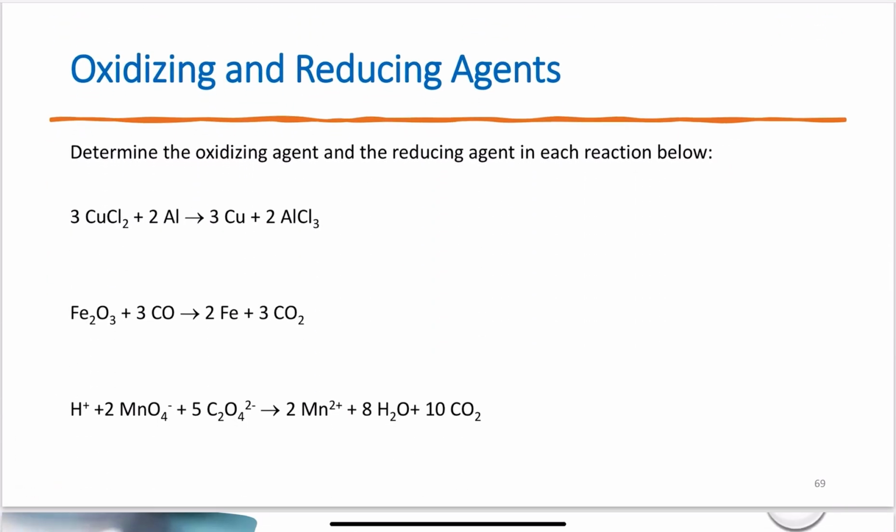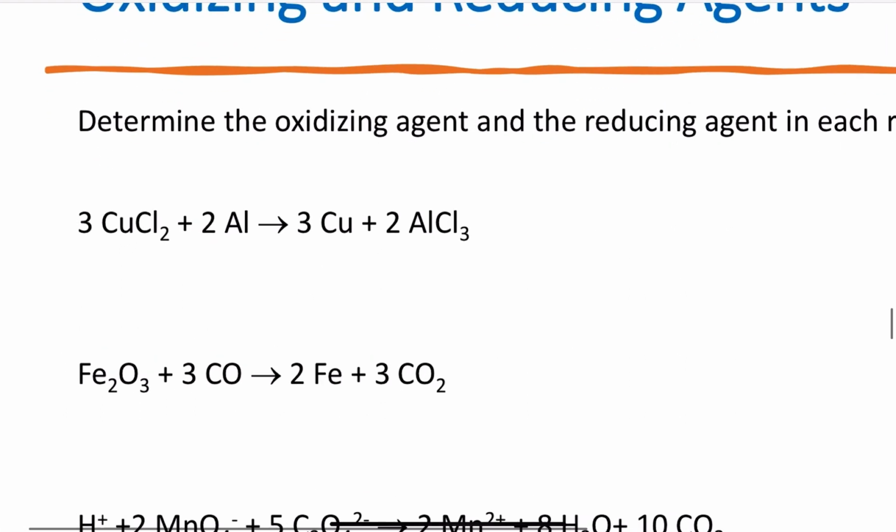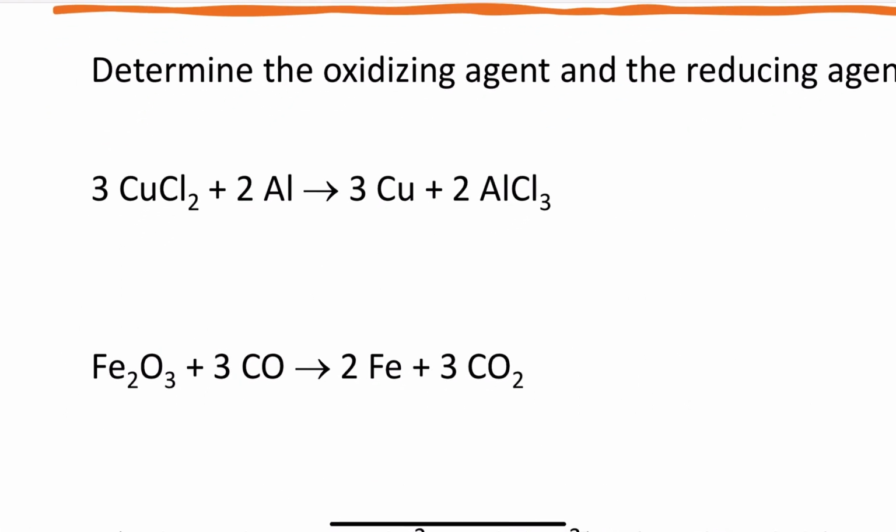Determine the oxidizing agent and reducing agent in each reaction below. So let's look at this one first. Copper(II) chloride reacts with aluminum to form copper and aluminum chloride. The chloride I know is going to be the -1 charge. There's 2 of them, which means copper has to be a +2 charge. Aluminum in its most stable state is 0. Copper is 0. Chloride, -1, making this aluminum +3.